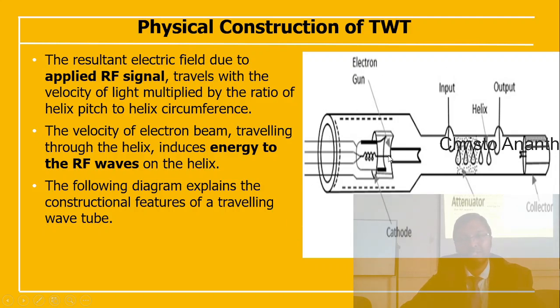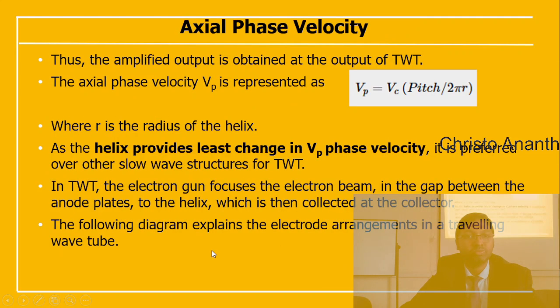So we have these constructional features of the traveling wave tube, as I told you: electron gun, cathode, attenuator, helix. Here we get the input, here we get the output, and this is the collector to get the signals. The amplified output is obtained at the output of the traveling wave tube.